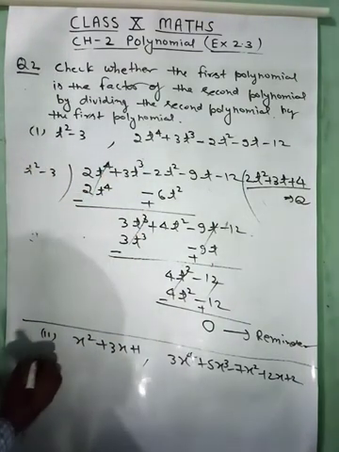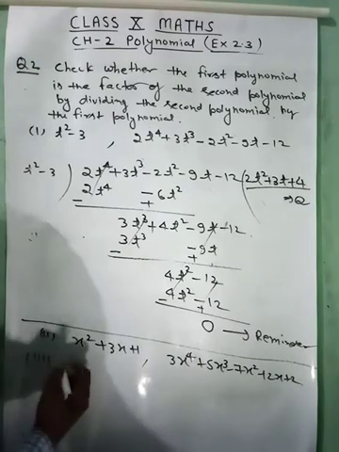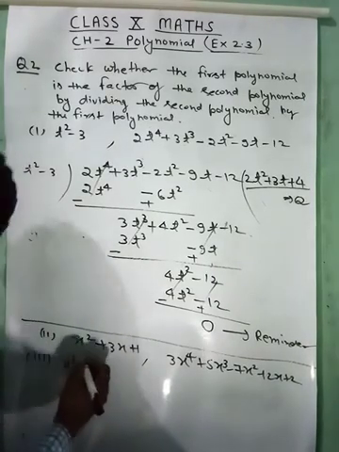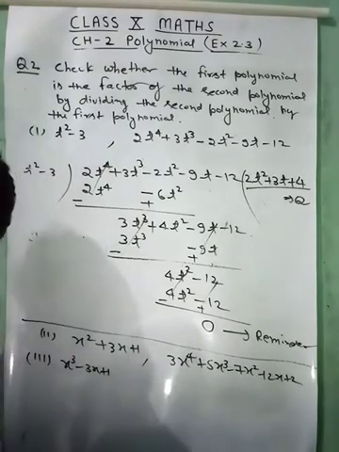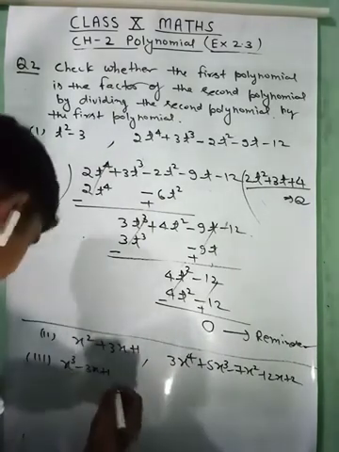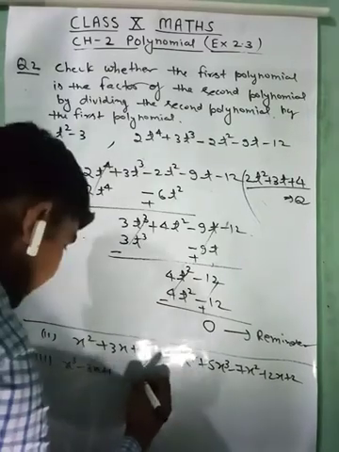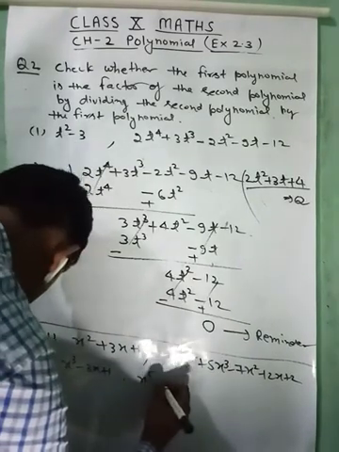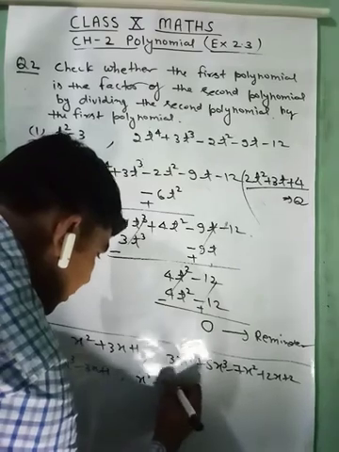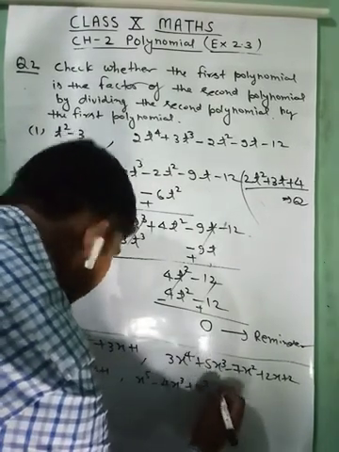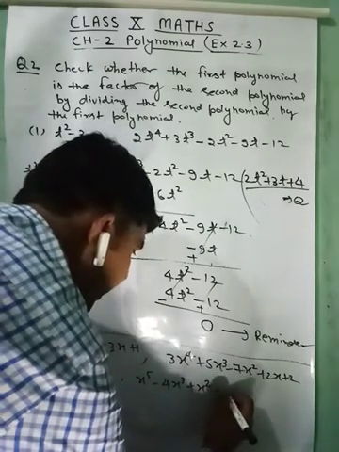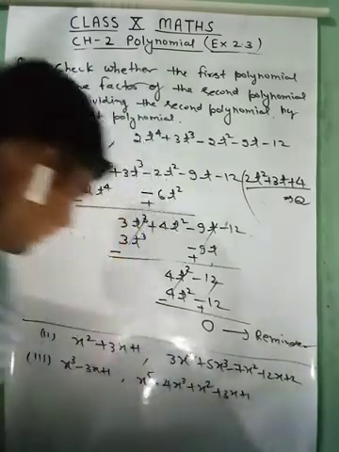And the third question is x cube minus 3x plus 1 and 4x cube plus x square plus 3x plus 1.